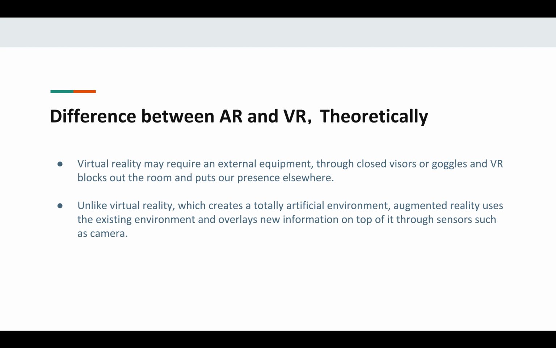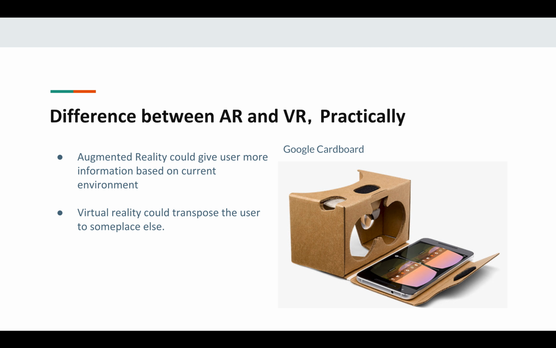Virtual reality may require external equipment through closed devices or goggles, and VR blocks out the room and puts our presence elsewhere. Unlike virtual reality, which creates a totally artificial environment, augmented reality uses the existing environment and overlays new information on top of it through sensors such as a camera. Besides, augmented reality could give users more information based on the current environment, and virtual reality could transpose the user to someplace else.